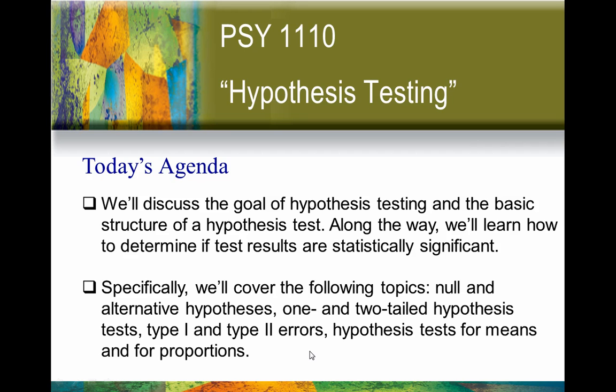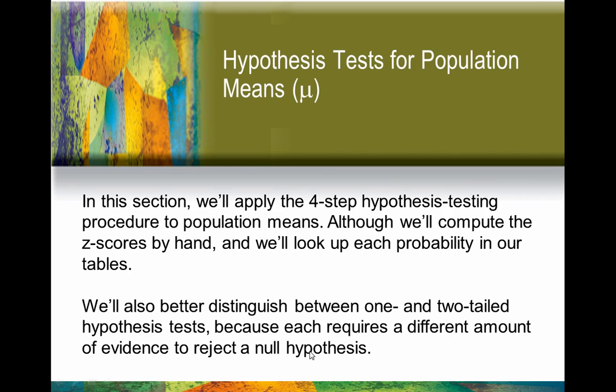Hi everybody, welcome back. What we're going to do today is continue talking about hypothesis testing, but now we're going to focus on section 9.2. In the previous section, we talked about the basic structure for a hypothesis test. Now we're going to put everything together and do our first hypothesis test with means. Specifically, we're going to talk about one-tailed tests and two-tailed tests and the differences between them.